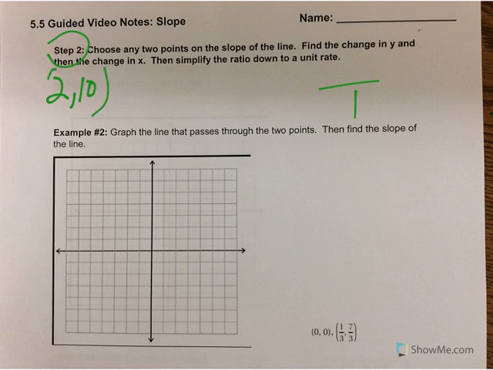I'm going to choose 2, 10. You can choose whichever ones you want. And 4, 20. And I'm going to find the slope. And if the slope ends up having a denominator of 1, I'm good. If it doesn't, then I need to change it so that it is 1 because it's asking me to write it as a unit rate.